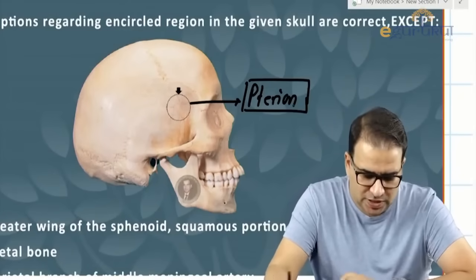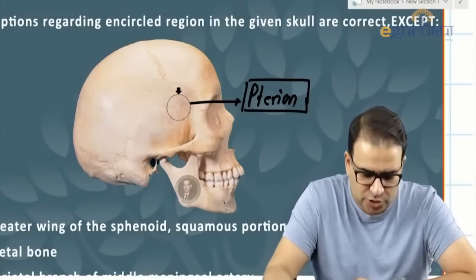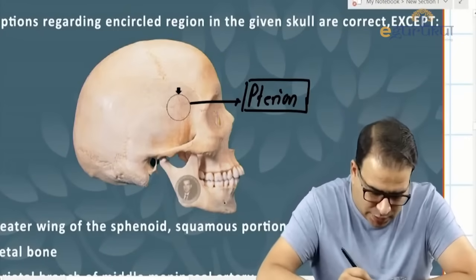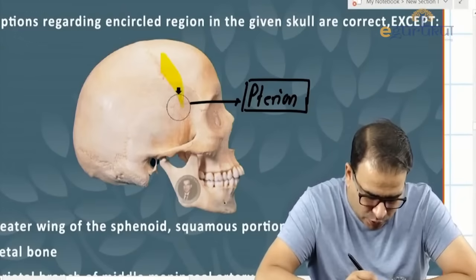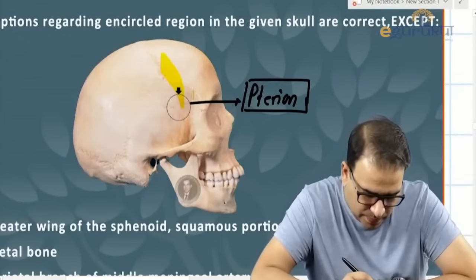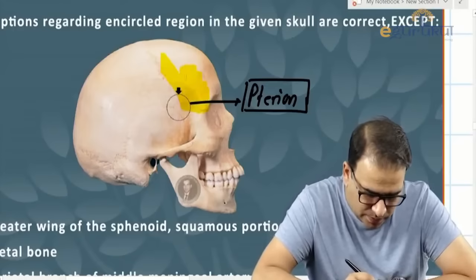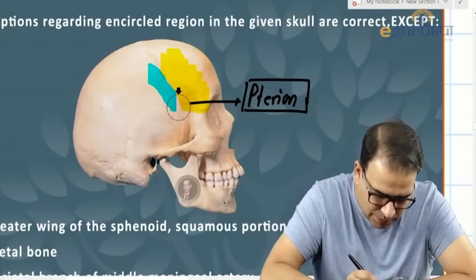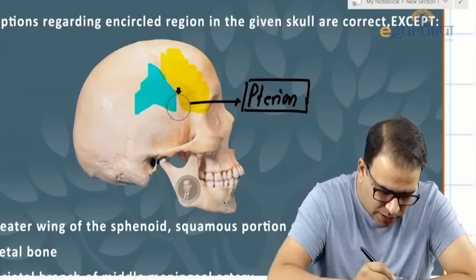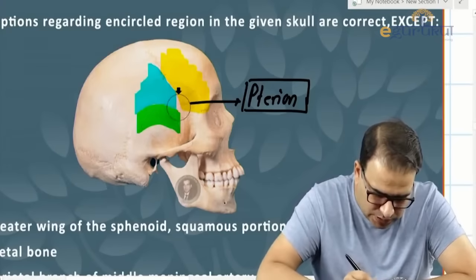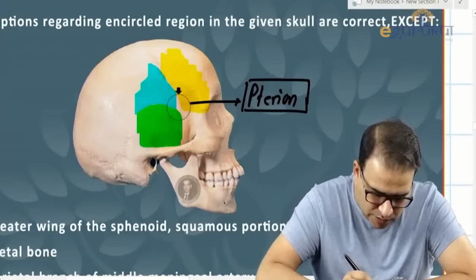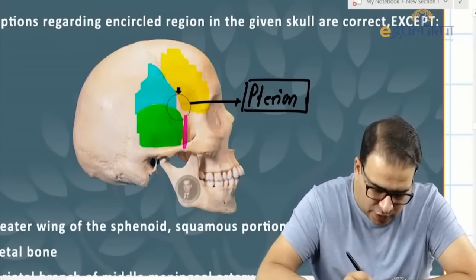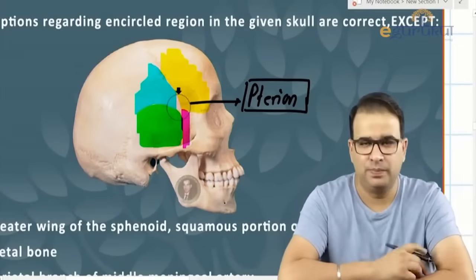Now, what are the bones which are forming the pterion? As you can see, there is a contribution coming from the frontal bone, the parietal bone, the temporal bone, and the sphenoid bone. If I just try to mark it in this way, this here is the frontal bone, which is contributing in there. The bone that you see coming from here is the parietal bone, which is contributing to it. This here is the temporal bone, the squamous part of the temporal bone. And the bone which is coming from below here is the greater wing of the sphenoid, which is also contributing to it.